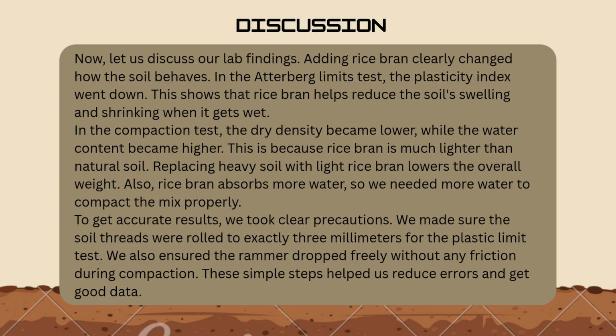To get accurate results, we took clear precautions. We made sure the soil strips were rolled to exactly 3 mm for the plastic limit test. We also ensured the rammer dropped freely without any friction during compaction. These simple steps helped us reduce error and get more accurate data.